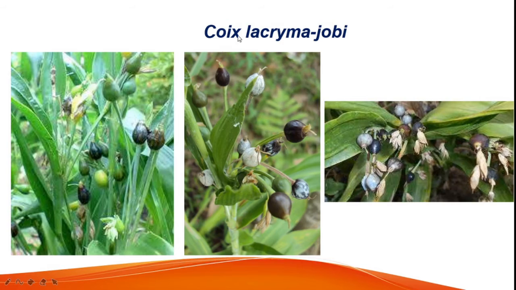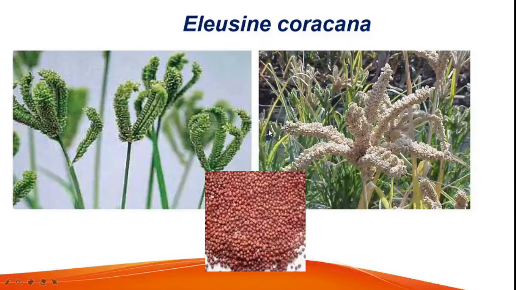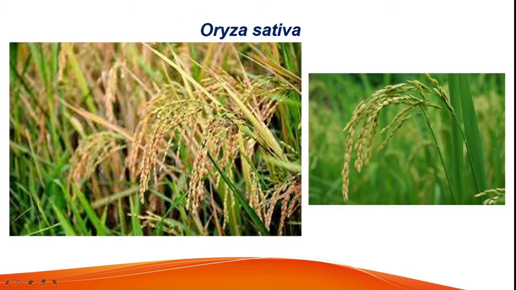The next plant, that is Coix lacryma-jobi. This is the habit of the plant. These are the fruits. Next is Eleusine coracana. You can see here the habit and the inflorescence and the seeds. Oryza sativa, very common plant. All of you know this plant, paddy. This is the habit. These are the spikelets.